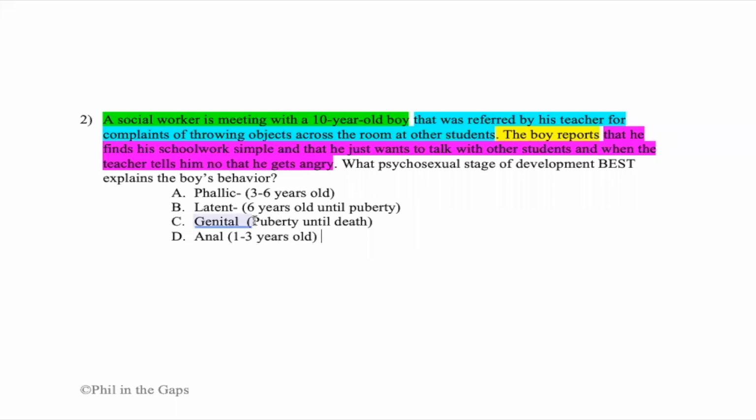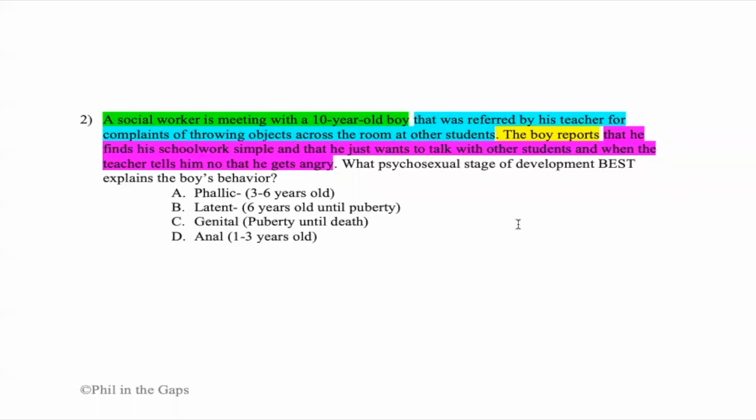So let's look back at the question to see what we're looking at in particular. Quick review: social worker, 10-year-old boy. So that's who we are, where our client is at, referred by his teacher for complaints of throwing objects across the room at other students. So we're at a school. The boy reports to our direct client that he finds his schoolwork simple and that he just wants to talk with other students. And when the teacher tells him no, he's getting angry. So keep all that in mind as we go through each answer choice.